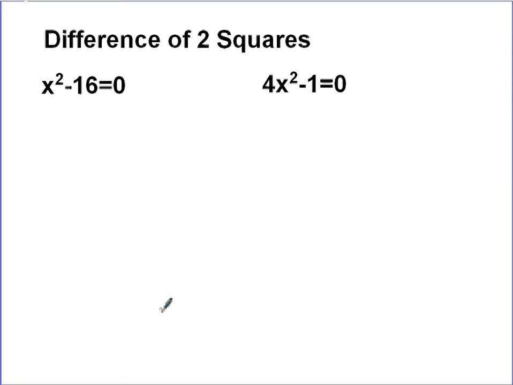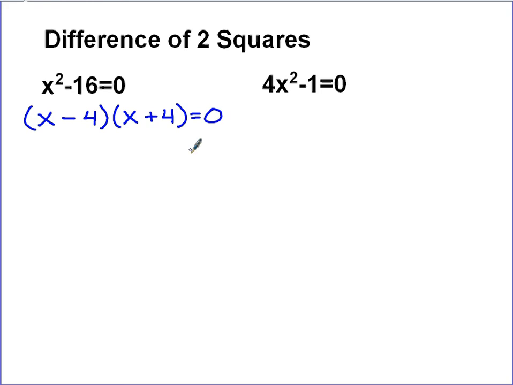And you can know that every single time when you do this, it's going to be the square root of x squared, or x, minus the square root of 16, which is 4, times the same exact thing with a plus sign. Now, it's not really magic.